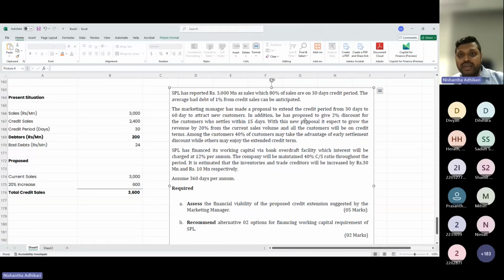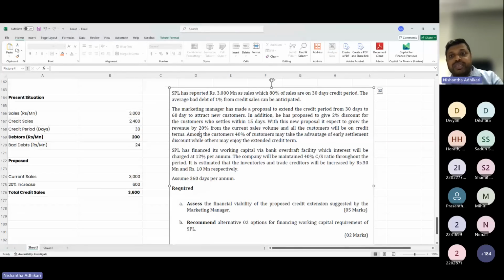In the question itself it says, with the new proposal, it expects to grow the revenue by 20% from the current sales volume, and all the customers will be on credit terms. Right? All the customers will take the credit terms. Not only new customers, all the customers will take it. Assume in the practical scenario, 3,000 million previously we had, 2,400 you have sold on credit. The other 600 million was on a cash basis.